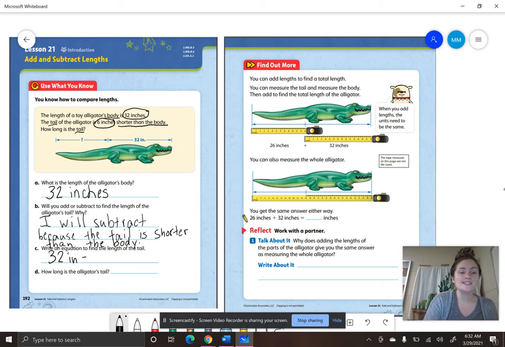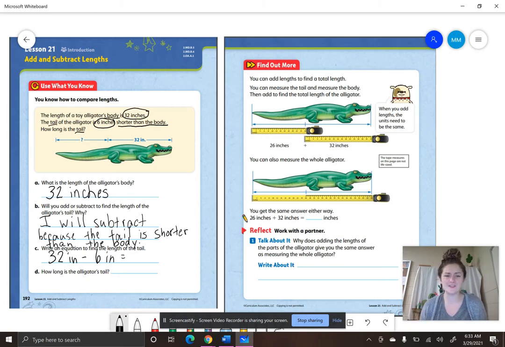We are taking away 6 inches. Why are we taking away 6 inches, Smarties? Because when we take 6 inches away, we will be able to find the length of the tail. The tail is not 6 inches long, it's 6 inches shorter than the body. All right, so we are subtracting. We are starting with 32 inches. We're taking away 6 inches to find the length of the tail.